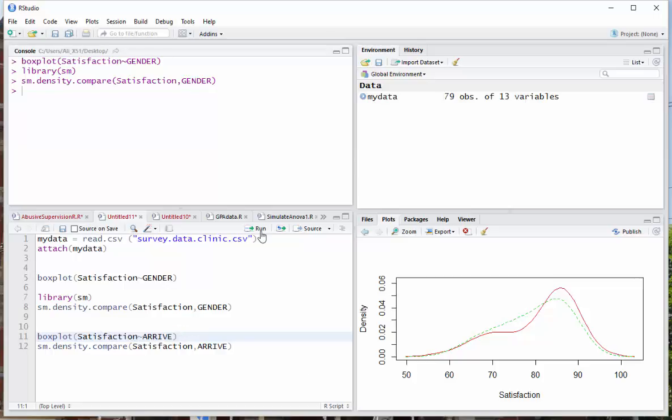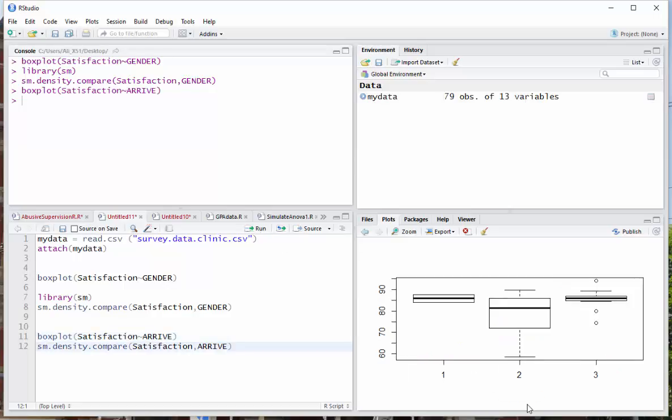And I think these arrival times were coded as 1, 2, and 3, where 1 was early in the day, 2 was the middle of the day, and 3 was end of the day. So when I do the box plot here, looks like people that came early are pretty well satisfied, probably because if you get there early, you're not going to have to get behind a lot of people, and you probably get waited on a little more quickly.